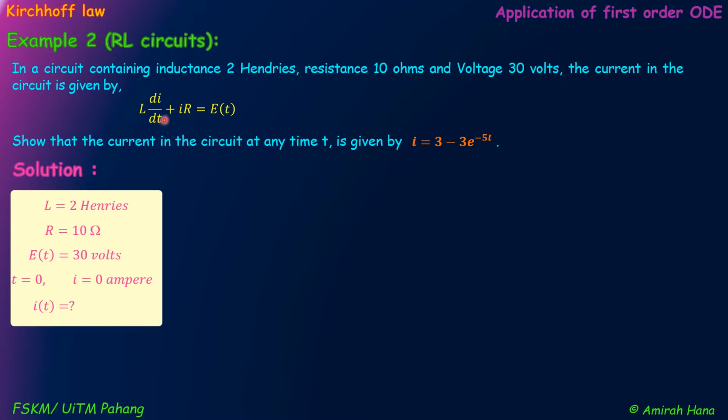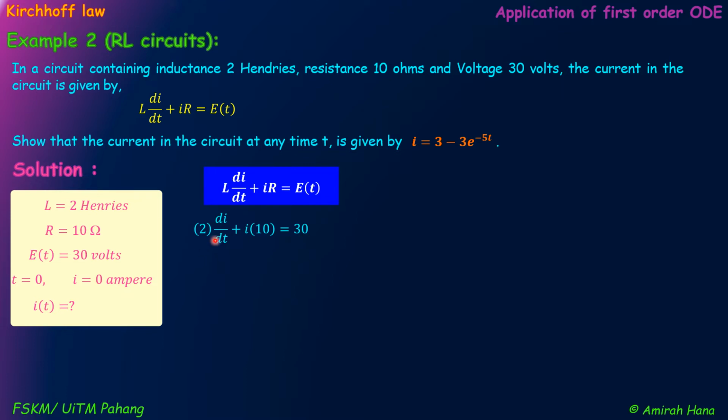After we extract the values of L, R, and E(t), we start with the given formula. From the given formula, L di/dt + IR = E(t), we substitute L, R, and E(t) into this formula. After we substitute, we got this: 2 di/dt + I times 10 equals 30. We replace L equals 2, R equals 10, and E(t) equals 30.